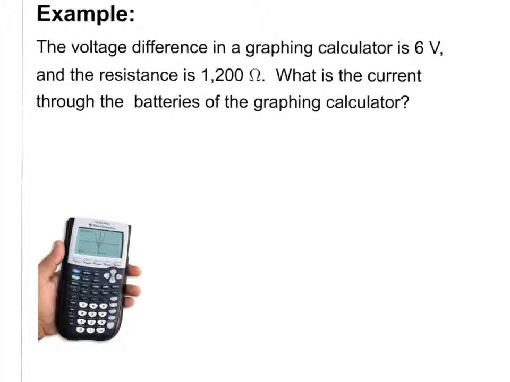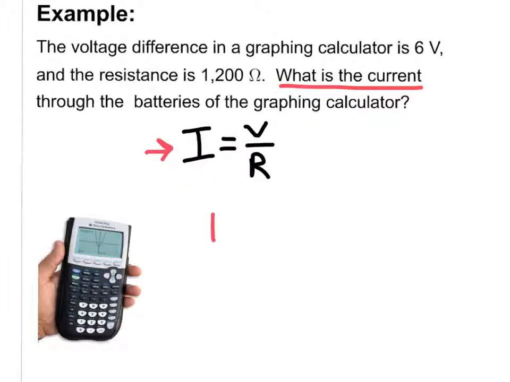So let's put Ohm's law into practice and try this little example. The voltage difference in a graphing calculator is 6 volts, and the resistance is 1200 ohms. What is the current through the batteries of the graphing calculator? Let's write down Ohm's law. Current equals voltage, the voltage difference, over the resistance. We know that we are being asked what is the current. So we want to find I. We don't know that. That will be our variable.